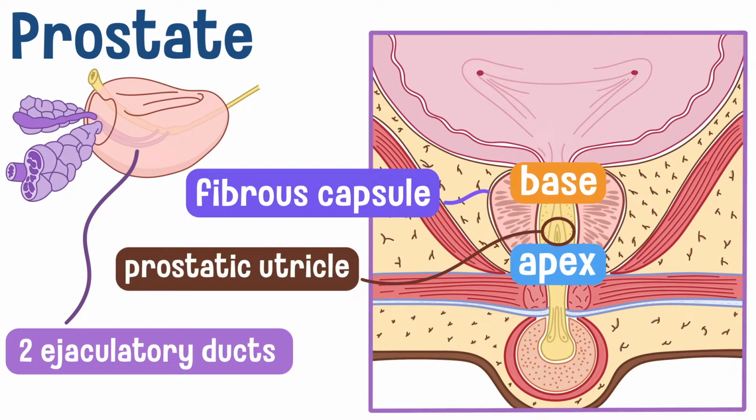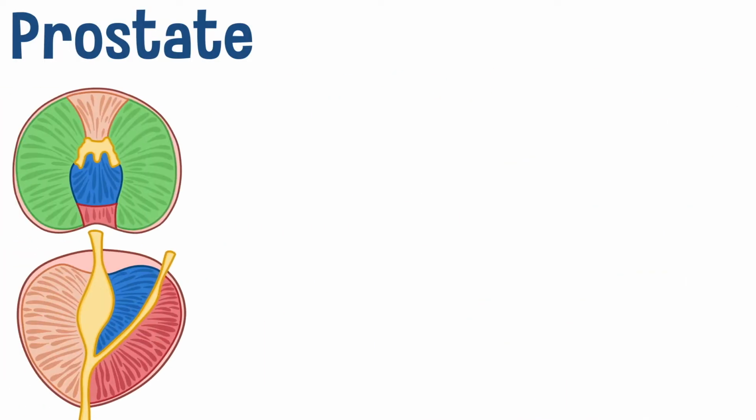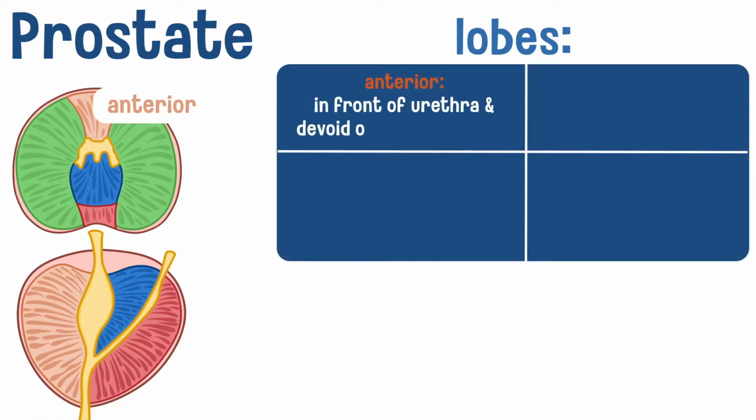The prostate is filled with glands set in a combination of smooth muscle and connective tissue. Those glands release their contents in the urethra. The prostate is divided into 5 lobes. The anterior lobe lies in front of the urethra and lacks glandular tissue.